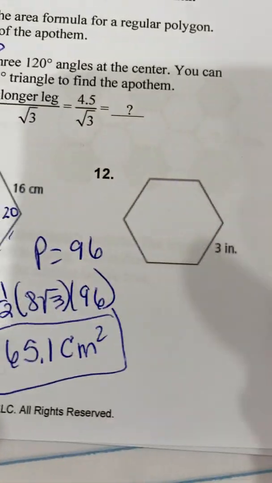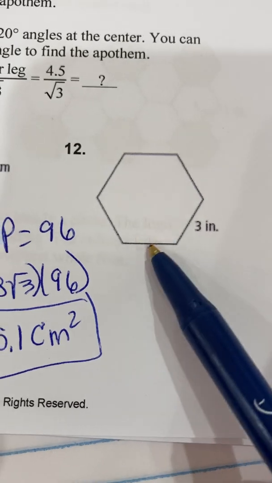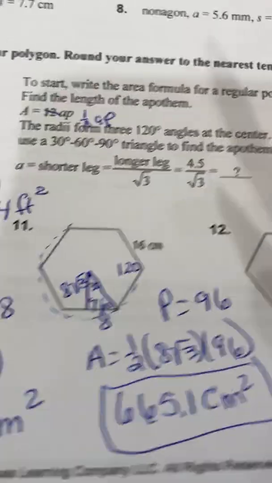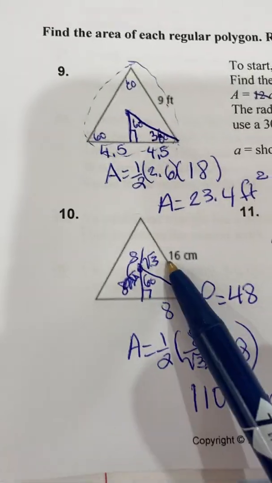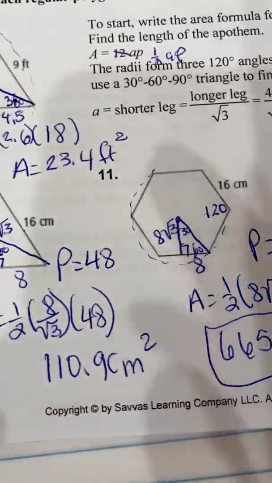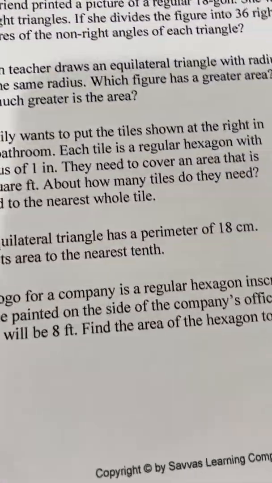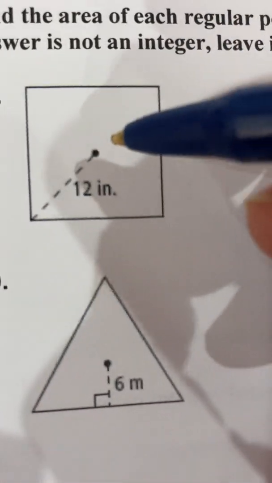All right, and you can do the same thing here. You'll just get a decimal. When you drop it down, your short leg will become half of 3, which is 1.5. So you know how to do your regular triangle, we know how to do a regular hexagon. Let's go and talk about a square.